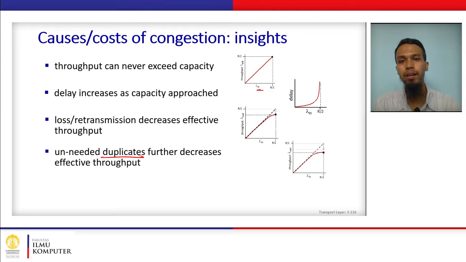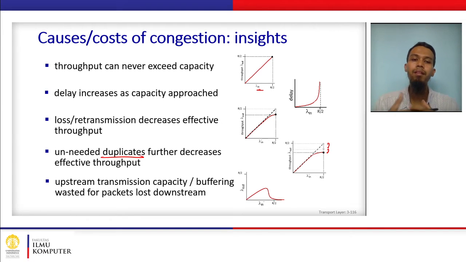The acknowledgement was already sent by the receiver, but due to network delays it arrives late, and the timer has already expired on the sender side. So the sender starts to retransmit the same segment to the receiver. This decreases the effective throughput even more, to this level. So this level is from packet loss and retransmission, and this one is due to duplicates. And the throughput can decrease even more due to the transmission capacity wasted by packet loss downstream.